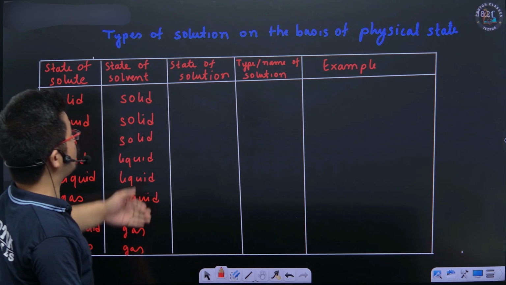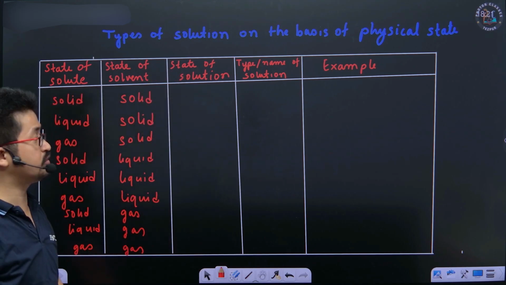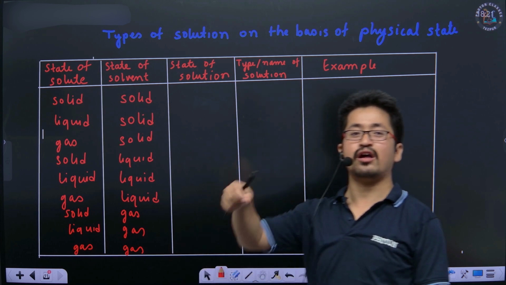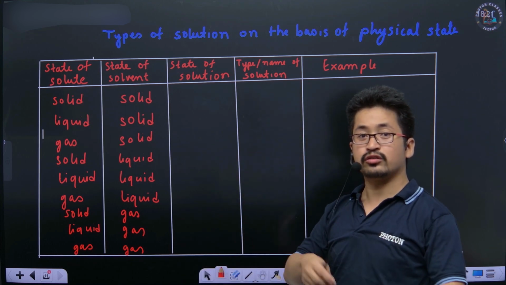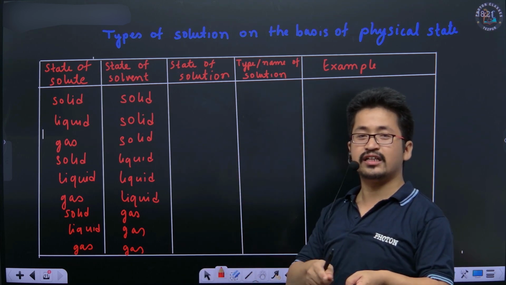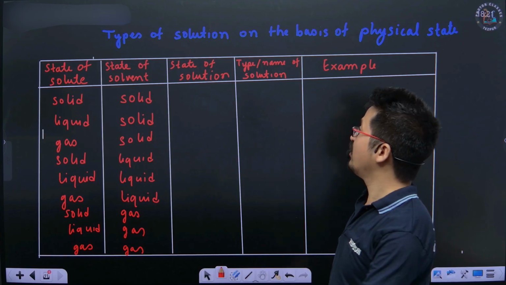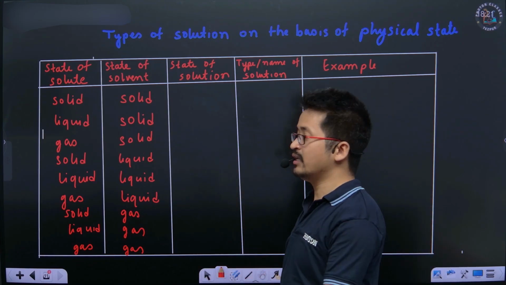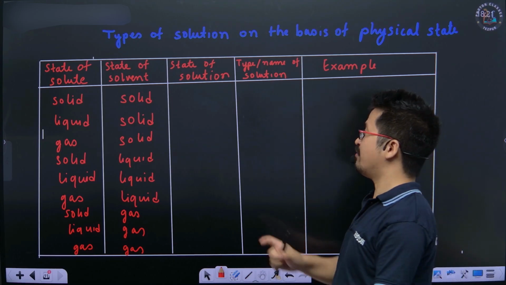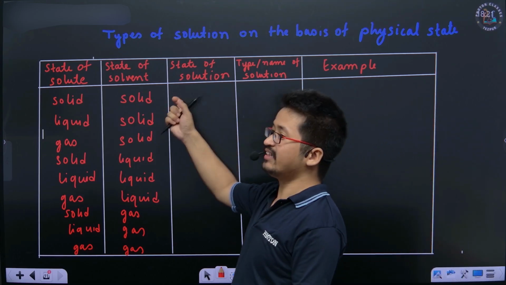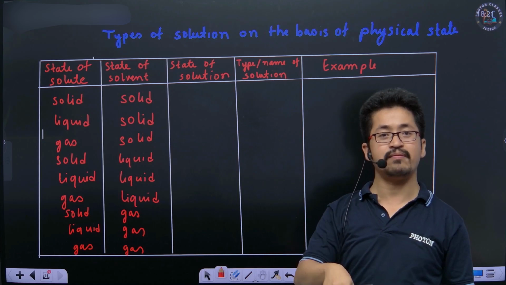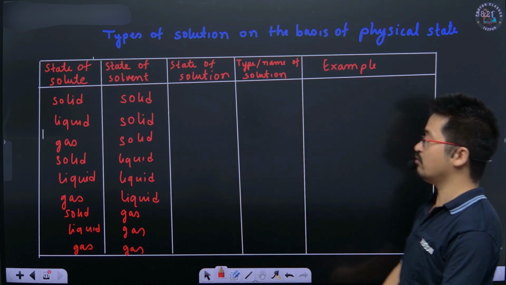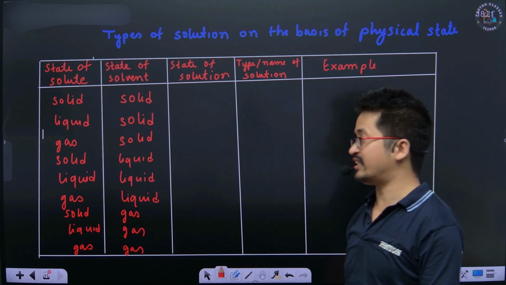Now, what will be the physical state of the solution on mixing? Let me take an example. When we dissolve sugar in water, sugar is in solid state and the solvent is in liquid state. Now what will be the phase of the mixture, or the phase of the solution? You should know this concept: when the solute is dissolved in the solvent, the phase of the solution will be the same as that of the solvent.